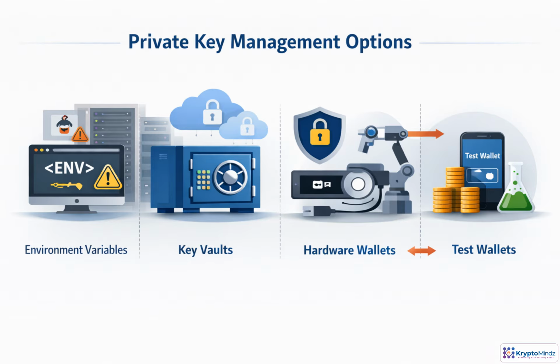Private key storage is a trade-off, not a single best practice. Environment variables are fast for local builds, but they can leak through logs, repositories, or compromised servers. Secret managers and key vaults add access control, rotation, and auditability for production. Hardware wallets provide stronger isolation, but may block full automation. Test wallets keep experimentation separate from real funds. As agents become more autonomous, move from convenience toward controlled, observable custody.